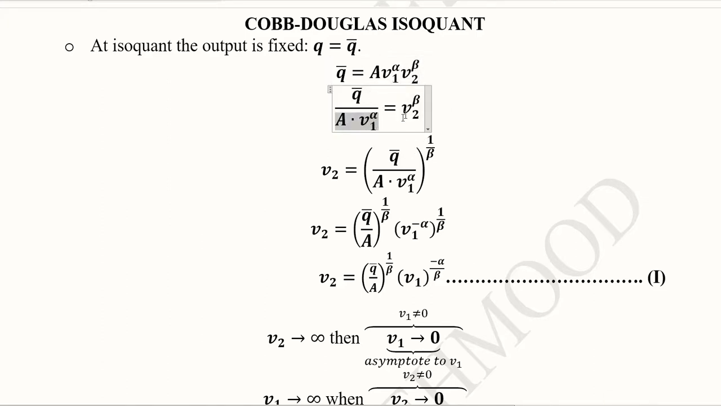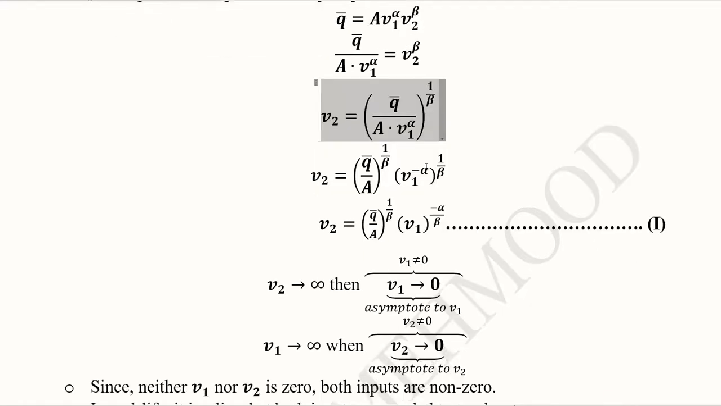Now it's better to write V2 here instead of on the right hand side, and beta is gotten rid of simply by raising the power 1 over beta on both sides, or we can shift this power to the other side, making it a reciprocal of what it was, that is beta is converted into 1 over beta. V2 is equal to this. This is the new form of the function where V2 is expressed in terms of V1.